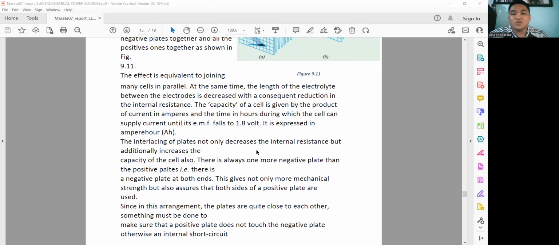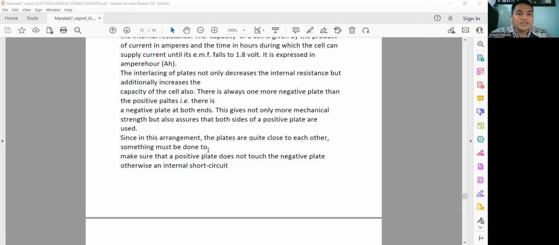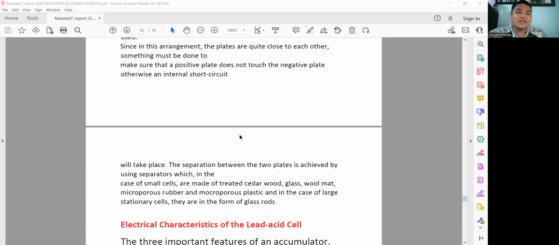Also, there is always one more negative plate than the positive plates. There is a negative plate at both ends. This gives more mechanical strength and also assures that both sides of the positive plates are used. Since in this arrangement the plates are quite close to each other, something must be done to make sure that a positive plate does not touch a negative plate, otherwise an internal short circuit will take place.